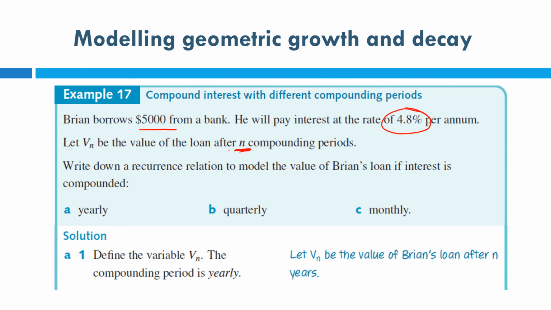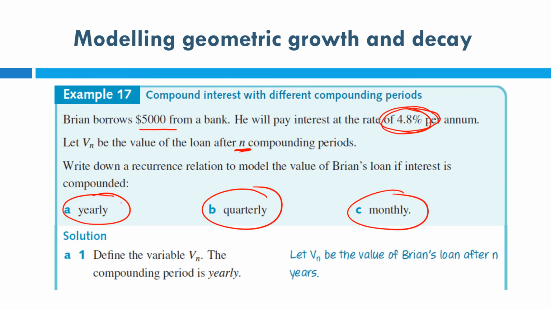Now, this is where we start to have to look at some changes because 4.8% is per annum. That's your rate for the year. But if it compounds more regularly than just once a year, that can have an effect on, in this case, our loan. So guys, if you have a look here, it says 4.8% per annum. It says write down a recurrence relation to model the value of Brian's loan if interest is compounded yearly, quarterly, and monthly. So yearly would be the full 4.8% per year.